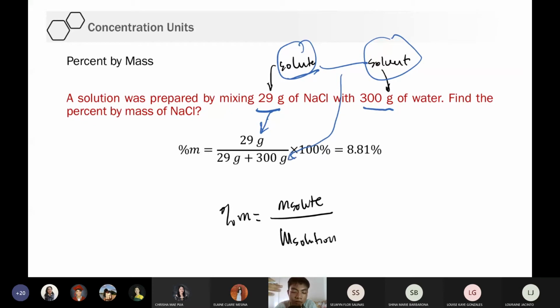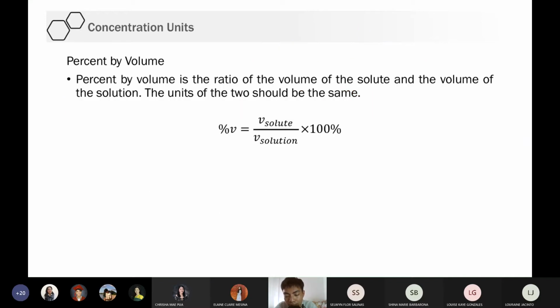And by the way, when doing calculations sa percent by mass, the units must be the same. Okay, so that means if this is grams, this other one should also be in grams. Pag ito naka-kilograms, ito kailangan kilograms din. Okay, so the unit should be the same. So again, pag sinabing solvent lang, i-add mo pa yung solute. Pero kapag sinabi yung solution, edi yun na lang yung ilagay mo. Be careful ha.